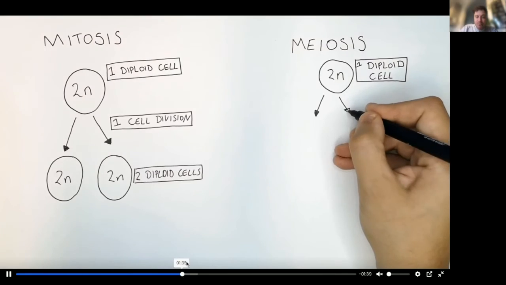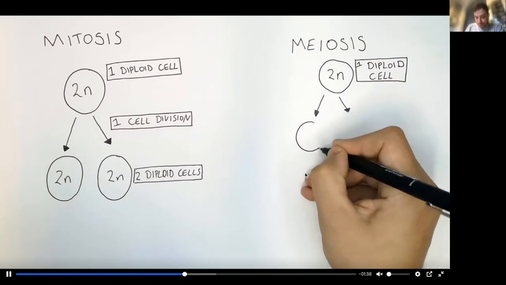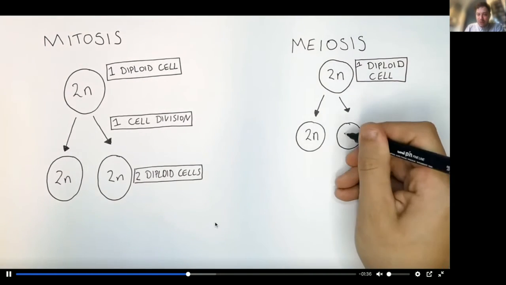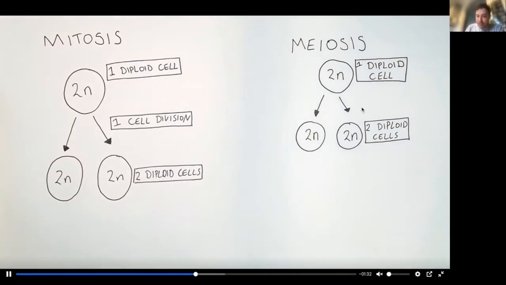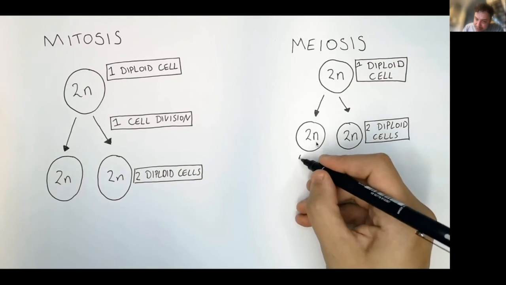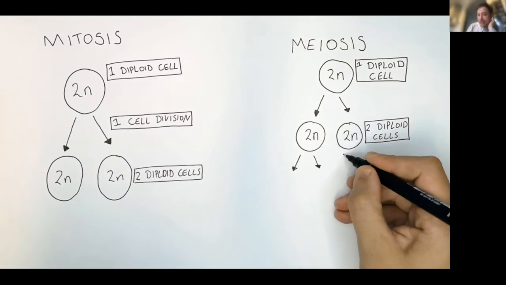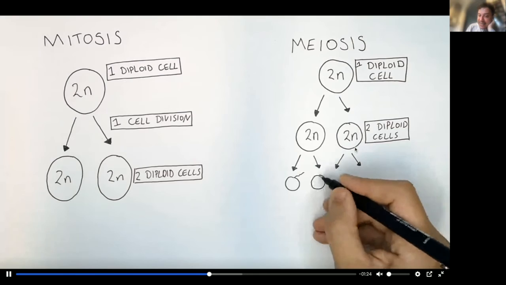Right, so now meiosis is different, and this is a bit more confusing. You have to know the difference. Meiosis is when one diploid cell divides twice. This is the first cell division, which is basically mitosis. But now look, these cells here divide again. This is where it gets a bit confusing. So these cells here divide again to form gametes.